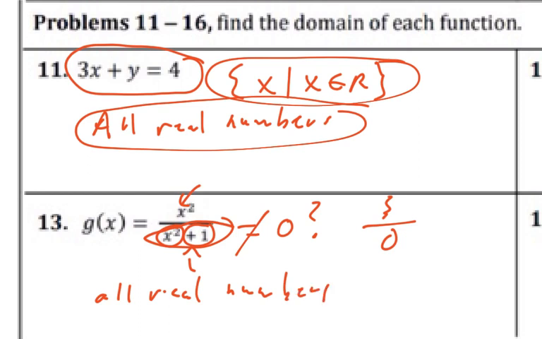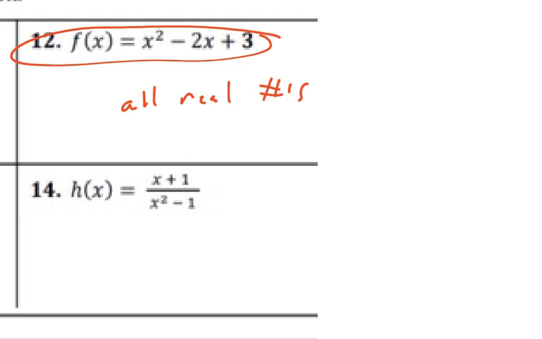Now, if you didn't know this, what we're talking about here is x, the domain, by the way. Whenever they say domain, they want to know what can x be? What can x not be? So on number 11 and 12, x can be anything. On 13, x could be any number you want. Let's look at 14.